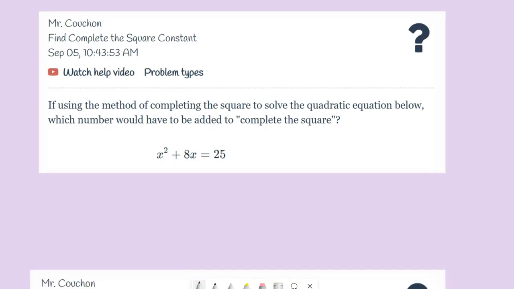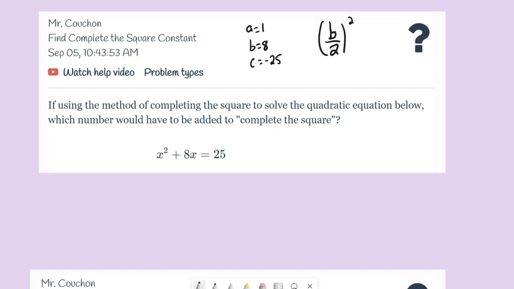Good. And this one here, our a again is 1, our b is 8, and our c, if we wrote that in standard form, we would take it to the other side of the equation, and that would be -25. Remember, again, we want the b value. We're going to divide it by 2. And we are going to square that.